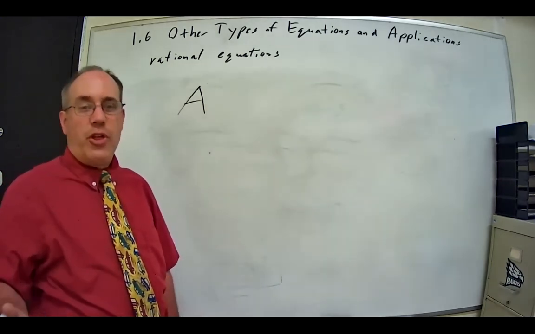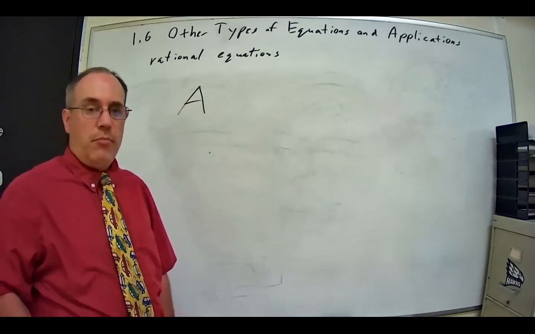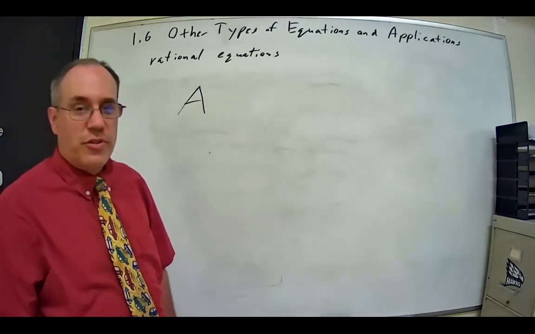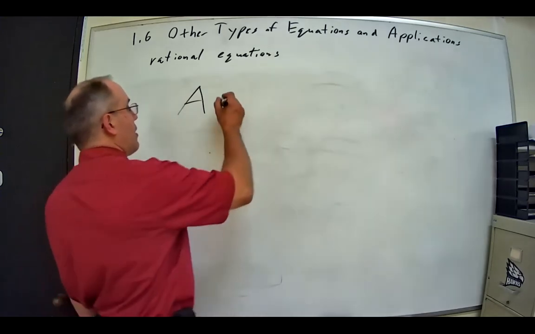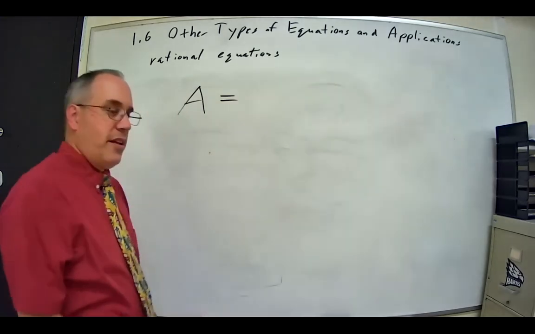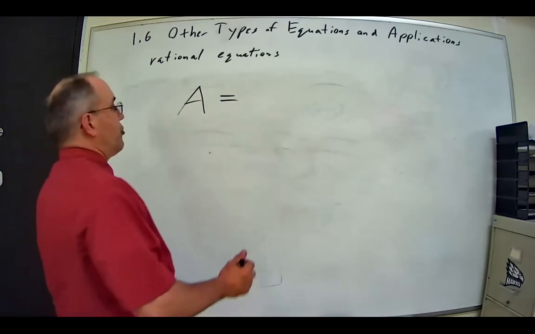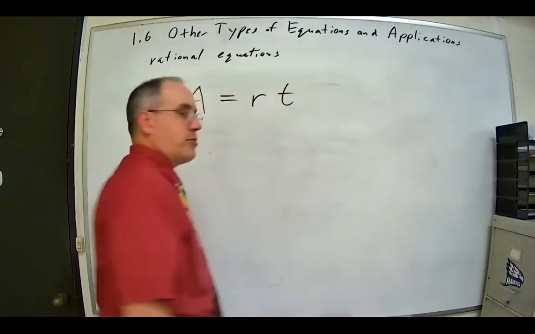we're going to call A the job that you're working on, whatever it happens to be. Mowing a lawn, painting a house, washing cars, whatever the case may be. And the work that gets done is equal to the rate times the time.